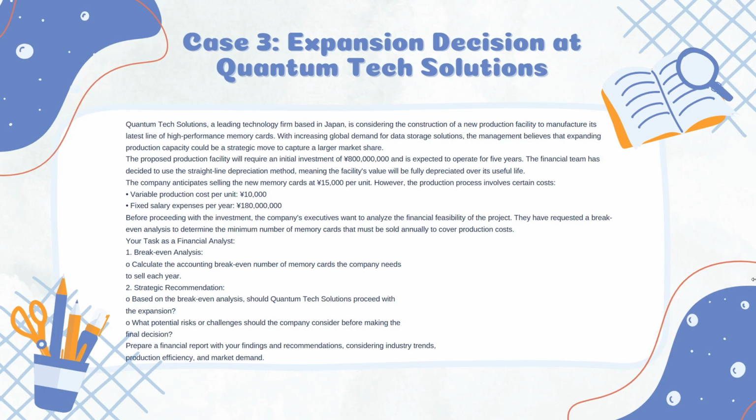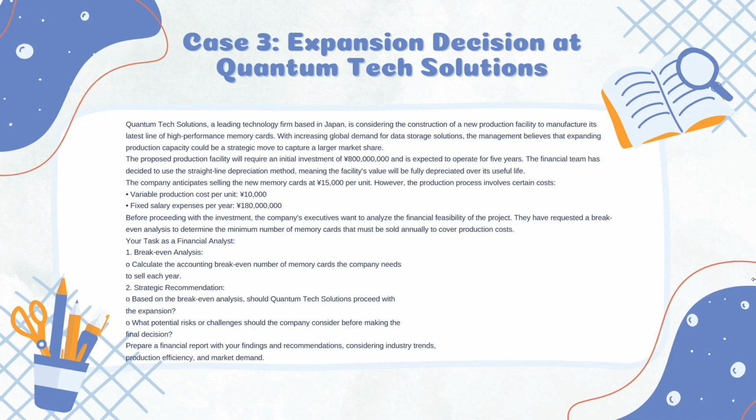The proposed production facility will require an initial investment of 800 million yen and is expected to operate for 5 years. The financial team has decided to use the straight-line depreciation method, meaning the facility's value will be fully depreciated over its useful life. The company anticipates selling the new memory card at 15,000 yen per unit. However, the production process involves certain costs.